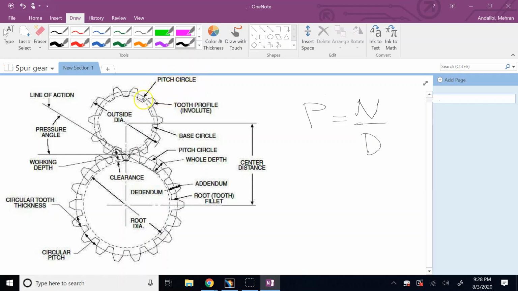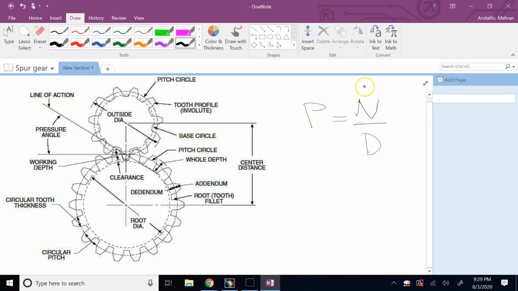The pitch circle is an imaginary circle where two gears are working together. Their pitch circles, as you can see, this one and this one, are tangent to each other. Okay, so pitch circles are imaginary circles that are tangent to each other when two gears are meshed, and the contact point is always on the pitch circle. So diameter of that pitch circle in the denominator, the number of teeth on the numerator, this ratio we call it diametral pitch, or P.